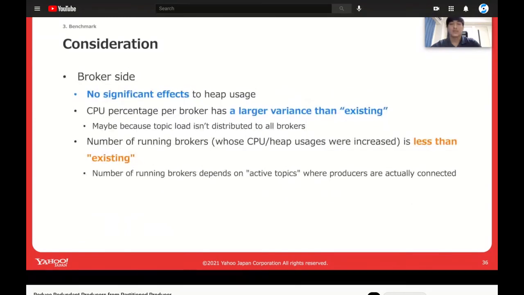For the broker side, the result suggests this behavior. Particularly, the number of running brokers is less than the existing one, probably because the number of running brokers depends on active topics. Moreover, CPU percentage per broker has a larger variance than the existing one. Maybe because topic load isn't distributed to all brokers.